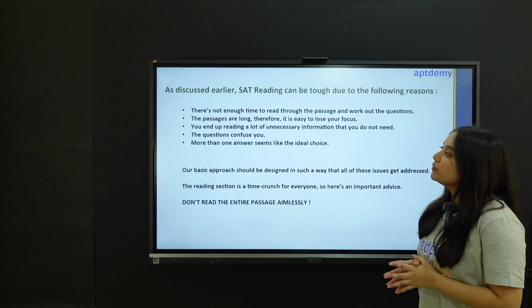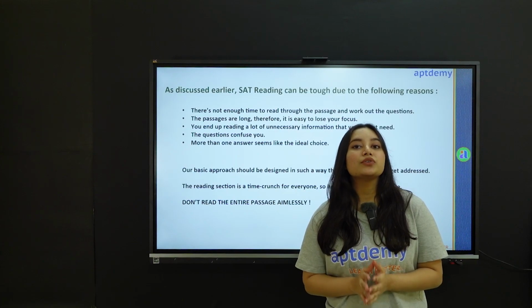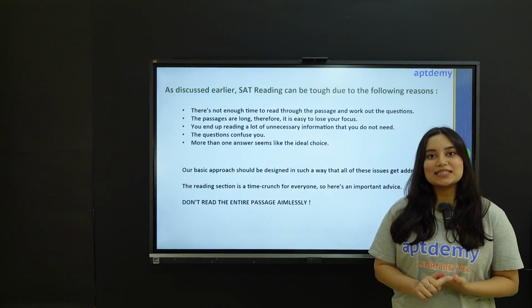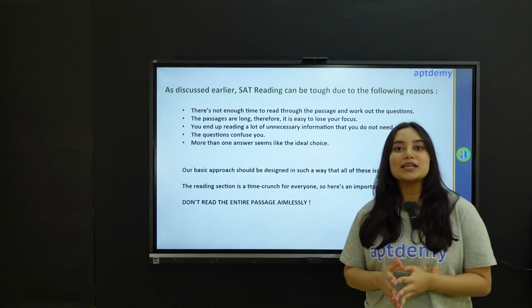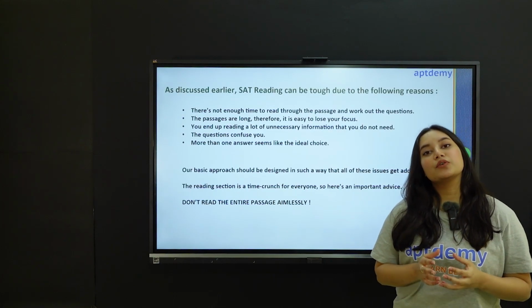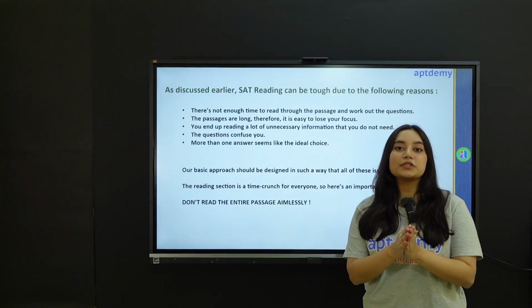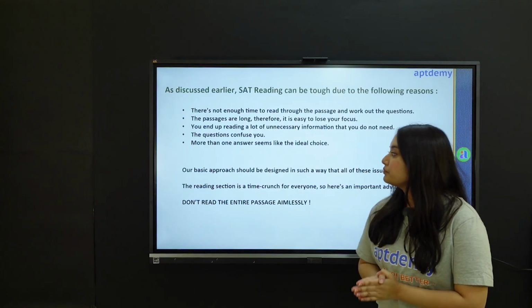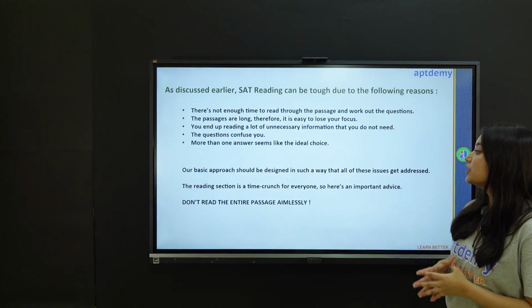The third point is you end up reading a lot of unnecessary information. As you know that whatever you are reading, you are going to be asked questions on it. So what happens is a student reads word for word in a sentence and ends up reading a lot of information that is not required and that will not be asked of them. Number 4 and number 5 are alike. Sometimes the language of the questions may be such that it can confuse you between two options. Two options might look like the correct answer and you might get confused and lose a lot of time. Our basic approach should always be designed in such a way that all of these can be addressed.